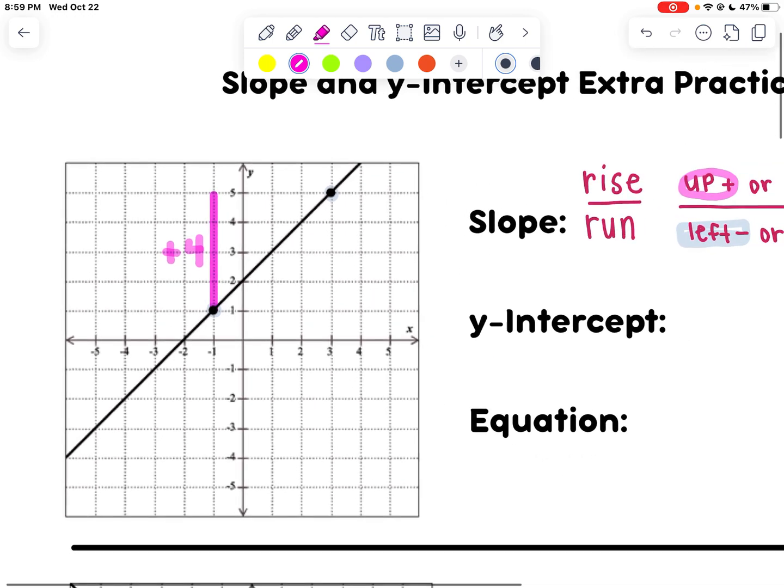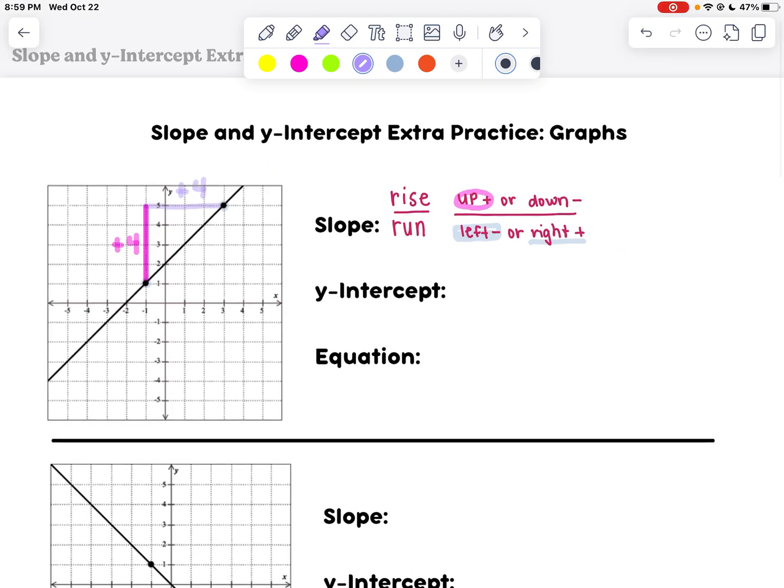Now I need to ask myself, do I need to go to the right or to the left? From here, I need to go 1, 2, 3, 4 to the left. Sorry, to the right. So since I'm going to the right, it's positive. So my slope, I have 4 over 4. Now when I type that into the calculator, it's going to bring me to 1.